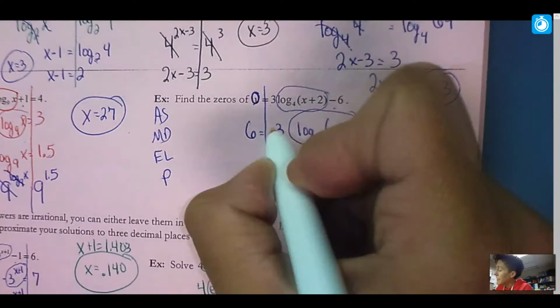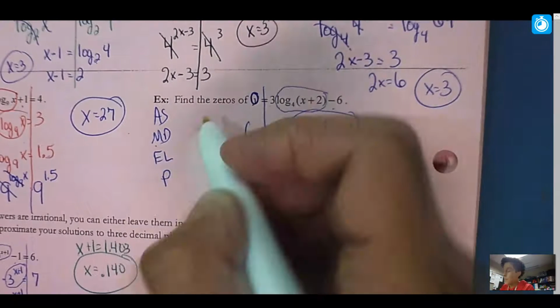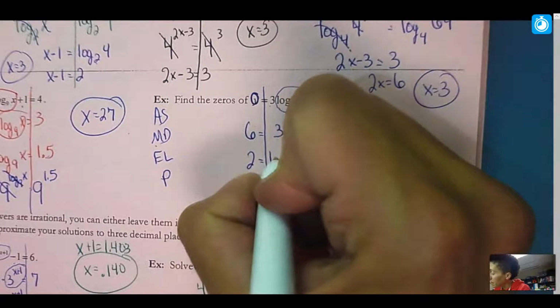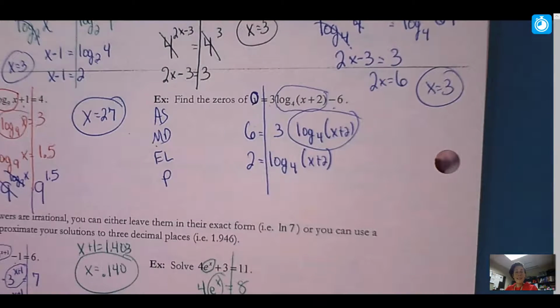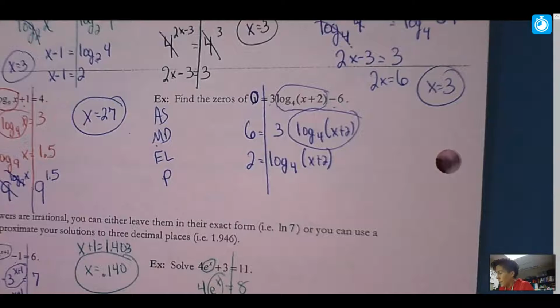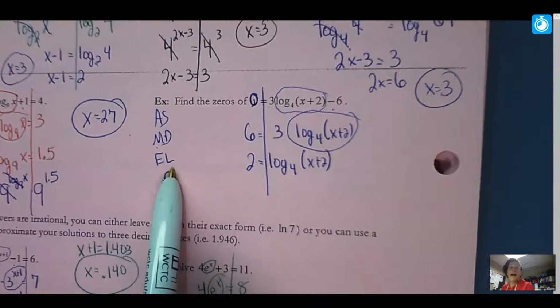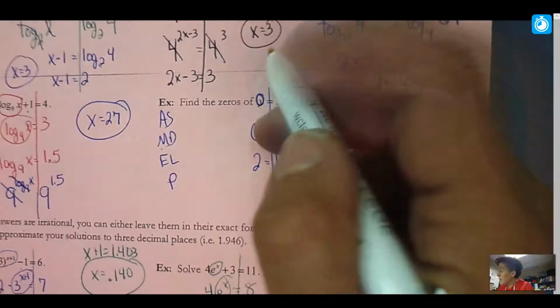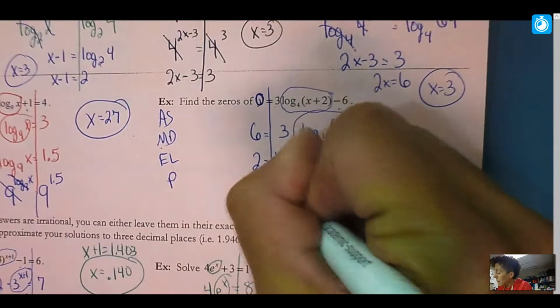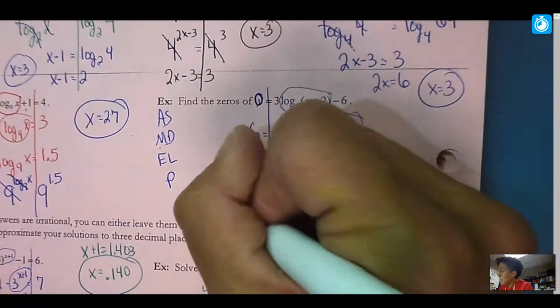Keep that circled. Now I'm going to move my multiplication division. I'm going to divide by 3. And now that it's isolated, I'm not keeping it circled. So now what I want to do is to undo the log, I need to make an exponent. And that is determined by the base. So if this has a base of 4, my exponent will have a base of 4. Base 4 this side, base 4 this side.